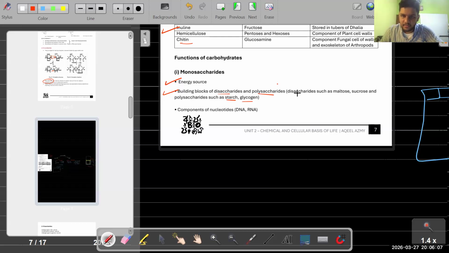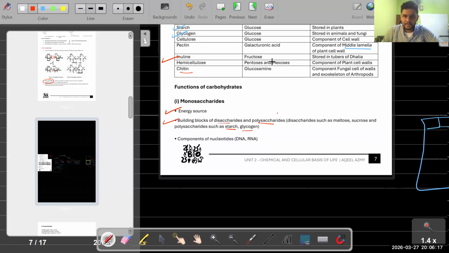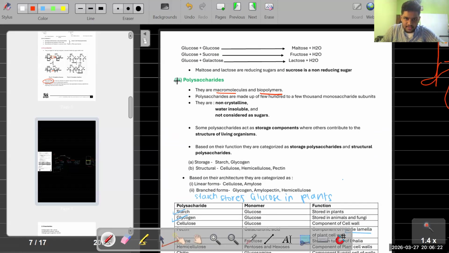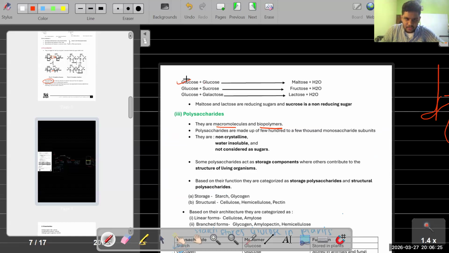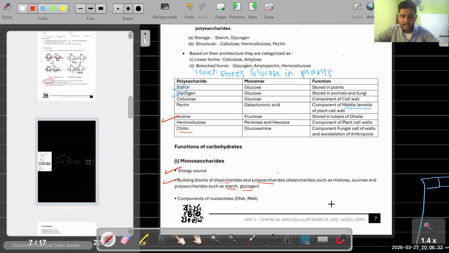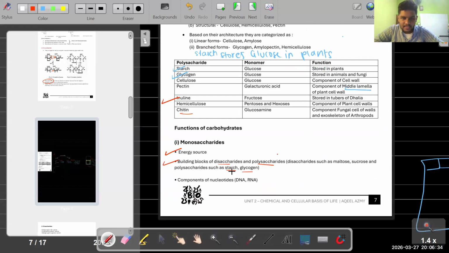Let's see the information they have given in the bracket: maltose and sucrose. Maltose is formed by the combination of two glucose molecules. So this is a monosaccharide, and two monosaccharides combine to form a disaccharide. So they are building blocks, which means they are the primary, smallest units. If you see polysaccharides, starch is made up of glucose. Glycogen is made up of glucose. Give me another example.